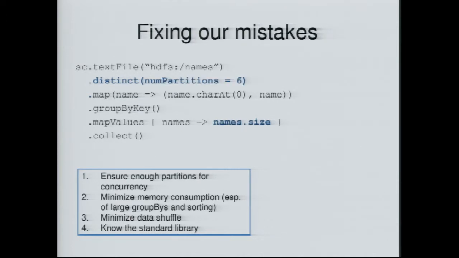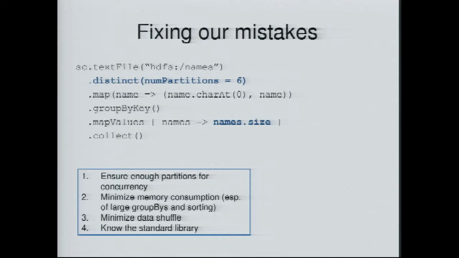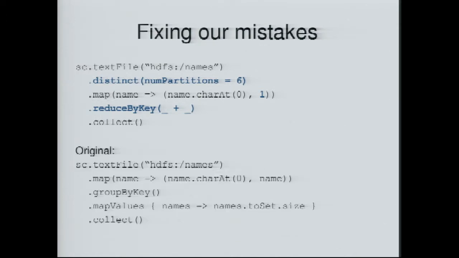Secondly, I can reduce the data shuffle by combining the repartition, which does a shuffle by itself, and the distinct, which does a shuffle by itself, into a single operation: the distinct that does a shuffle into 6 partitions. And finally, I can look at this group by key and names.size and see that this is a very common pattern in Spark. There's a far more optimal way of doing it called reduce by key, which simply takes the key and applies this function to all the values. And now we see, by comparing this to our original, it's about the same number of lines of code. Maybe it looks even a little simpler.